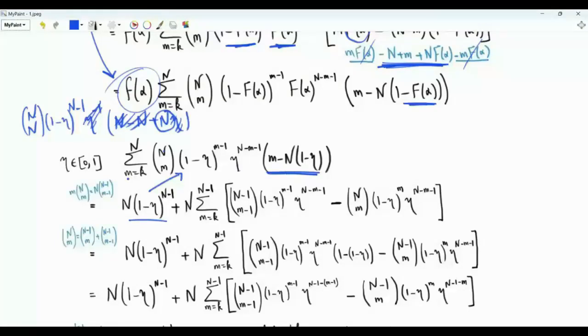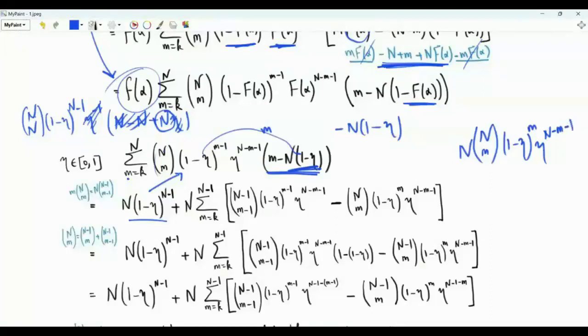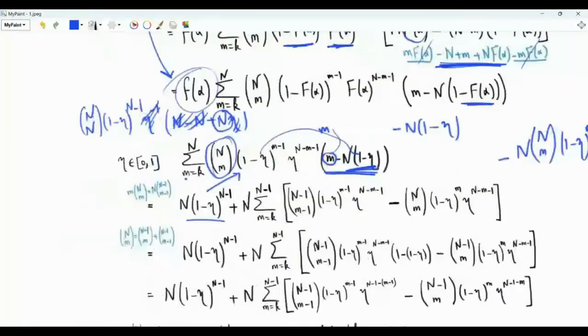Now we split this term. So we write m and then minus N, 1 minus eta. If we take this guy here, we have big N, N choose m, 1 minus eta. Now when we multiply these, we get to the power m, and then eta to the power big N minus small m minus 1. Then we have a minus. What about the first term? We can manipulate this small m when it is multiplied by the binomial coefficient.